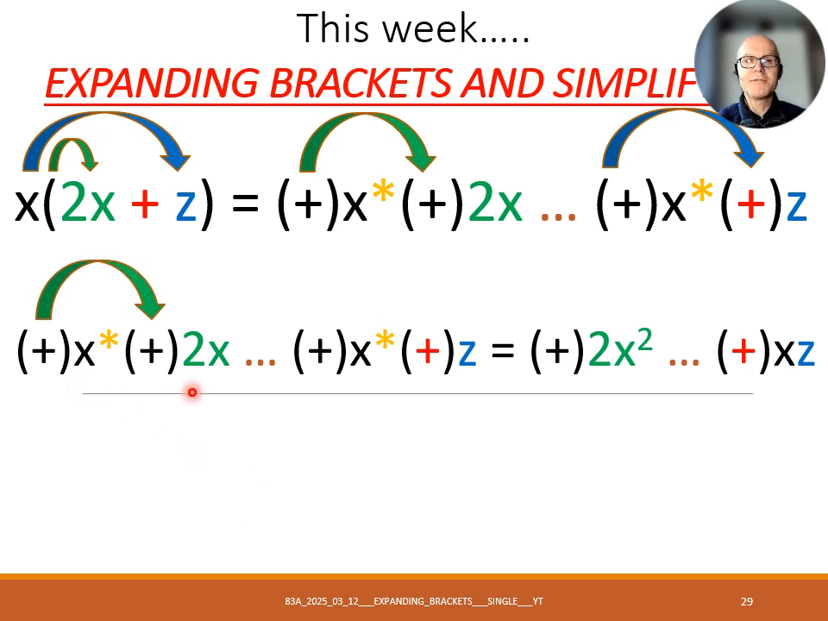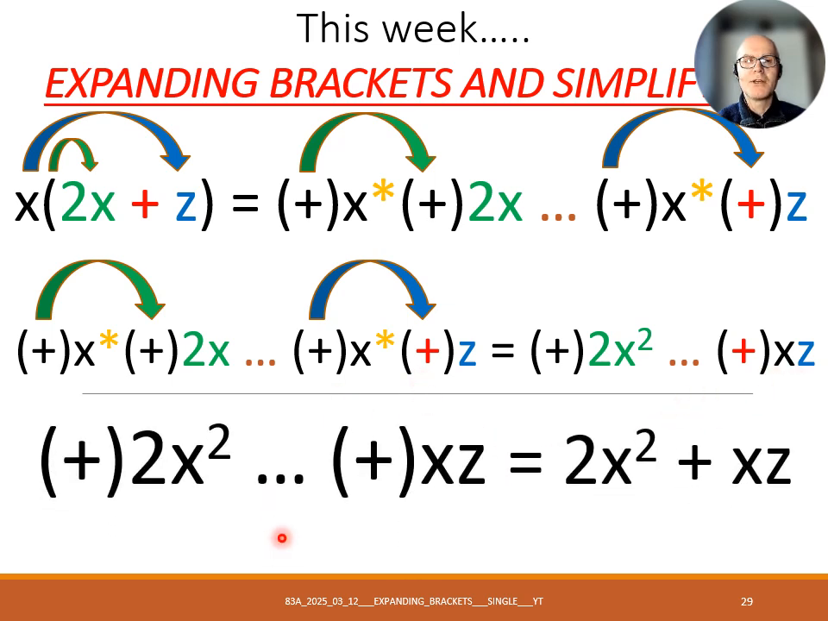Positive times a positive is going to give us a positive answer. Positive x times positive 2x equals positive 2x squared. X times x, x squared. Positive x times positive z, positive times a positive equals positive xz. So here's the two halves of our equation before we get the answer.